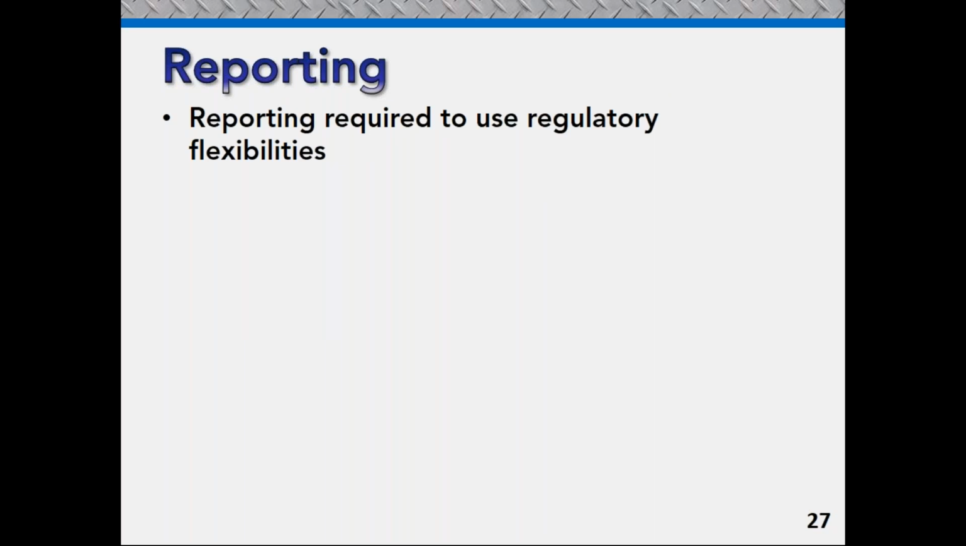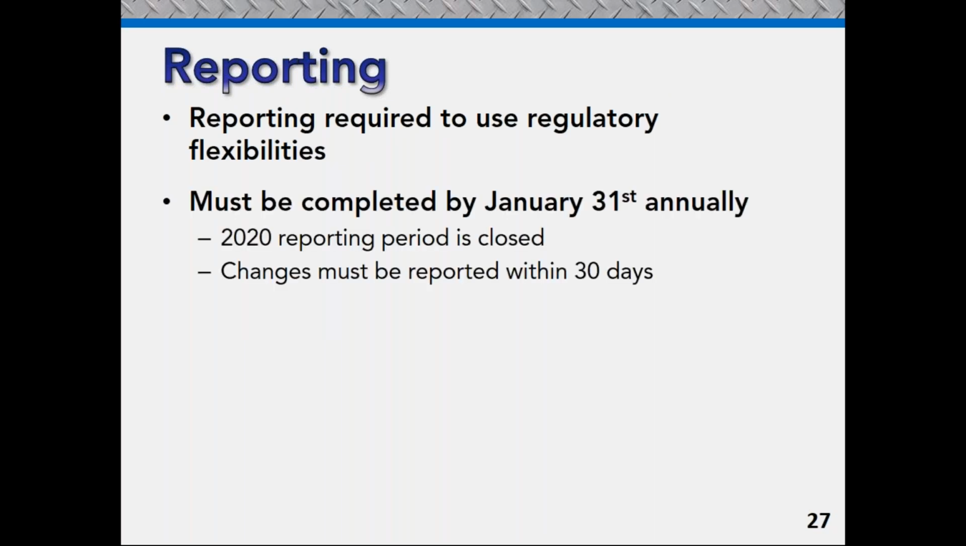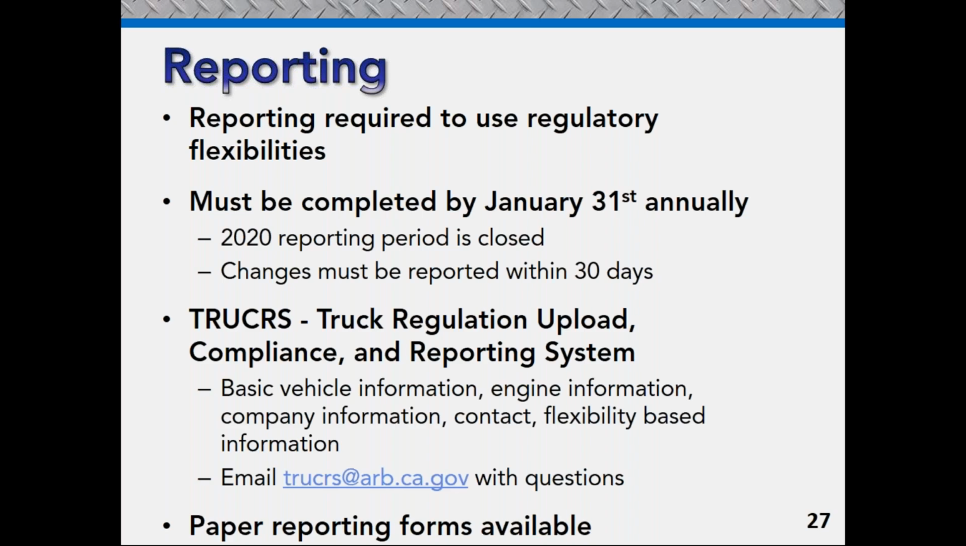I keep mentioning the term reporting because this rule does have a reporting system associated with it. It's called TRUCRS. There's the expanded acronym right there. This is a reporting system that is online. It's used to report vehicles that are following flexibilities. If you wanted to get a certificate of reported compliance, you have to use this system to get it.